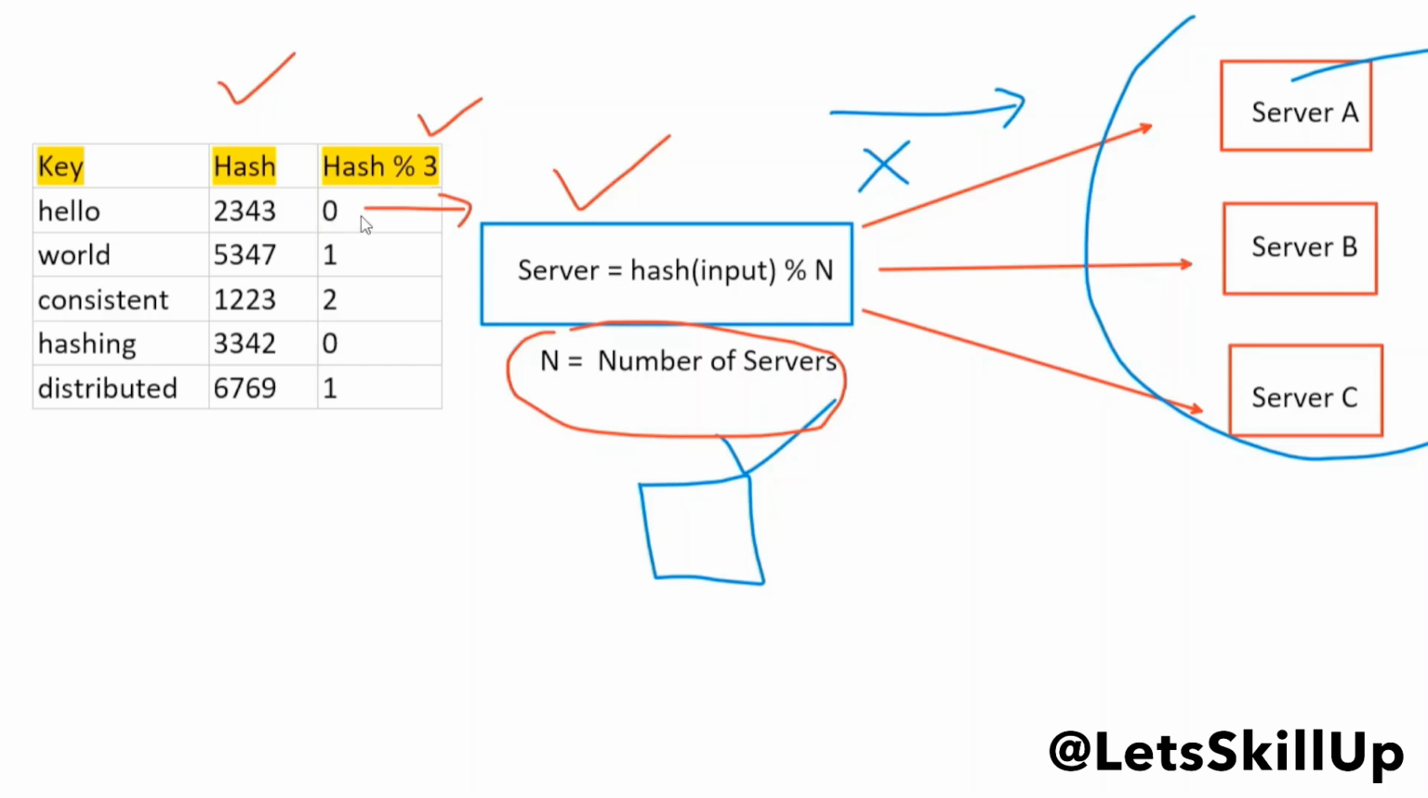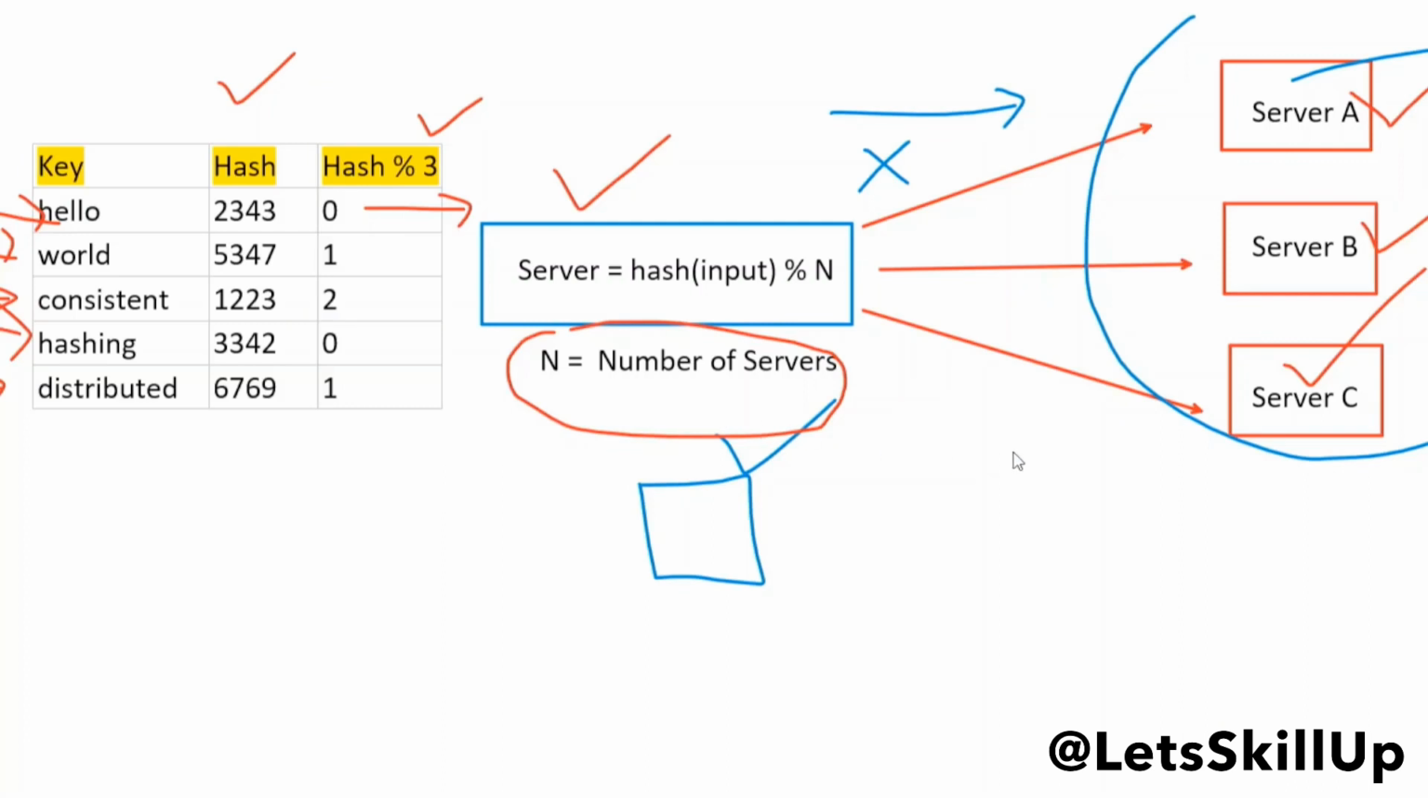In this case, 0 index refers to server A, 1 index refers to server B, and 2 index refers to server C. So based on this, hello and hashing will reside on server A, world and distributed will reside on server B, and consistent will reside on server C. We have to use hash functions which map our data in such a way so that outputs are spread as evenly as possible over the output range, so that we have some even distribution of data over multiple servers.